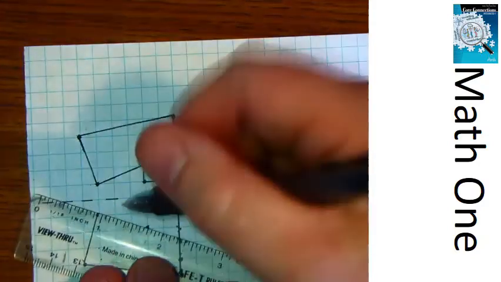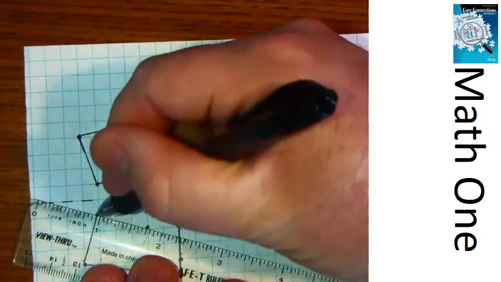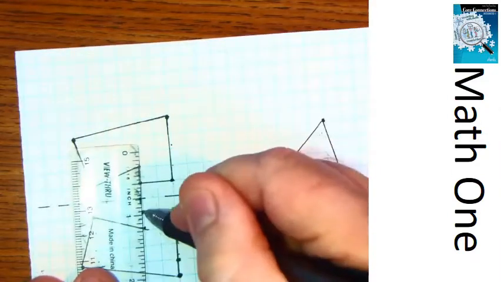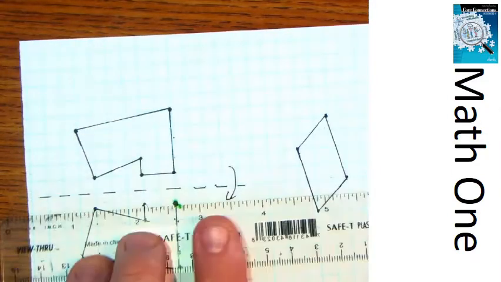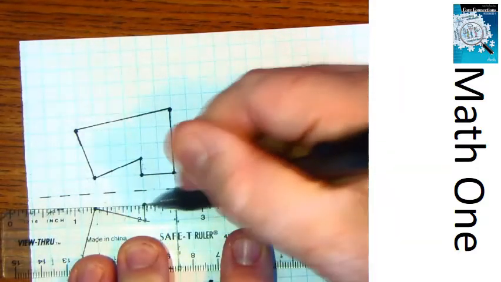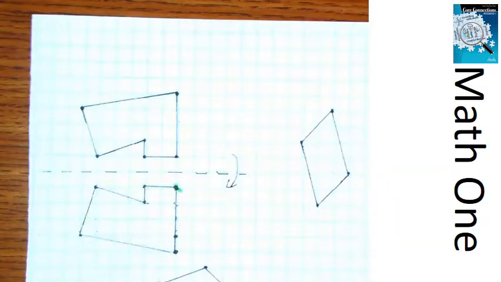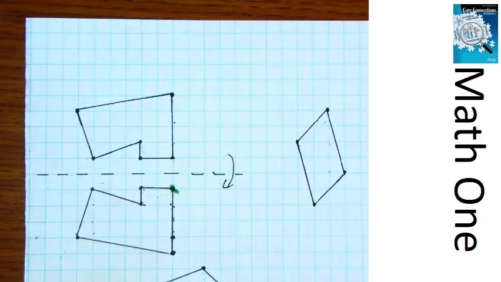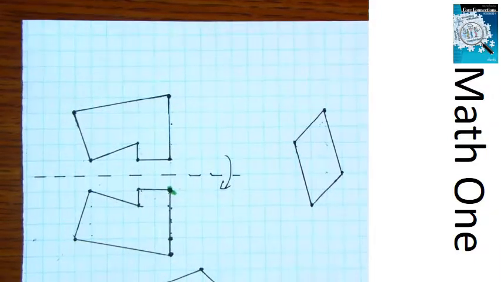This, and then two more segments, this segment and this segment. Now when I'm done, it should be a very compelling, very convincing reflection across that line, and you can see absolute symmetry there.